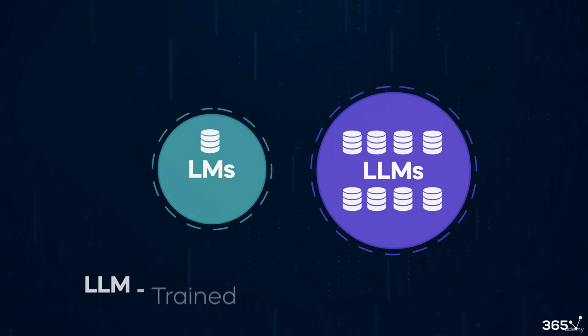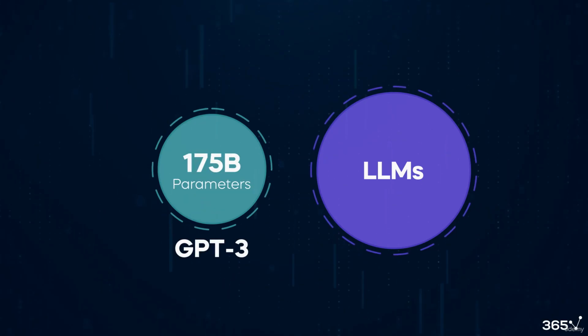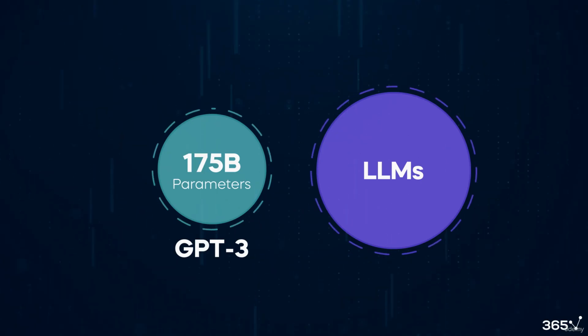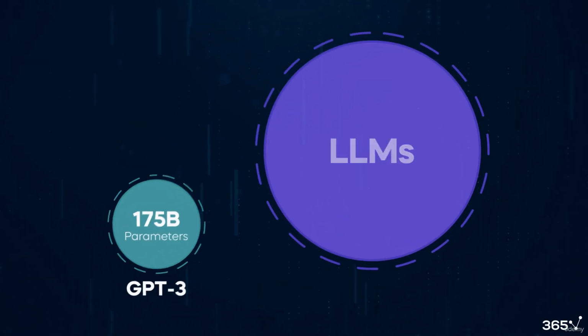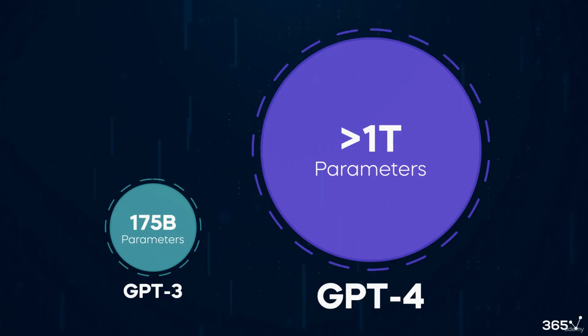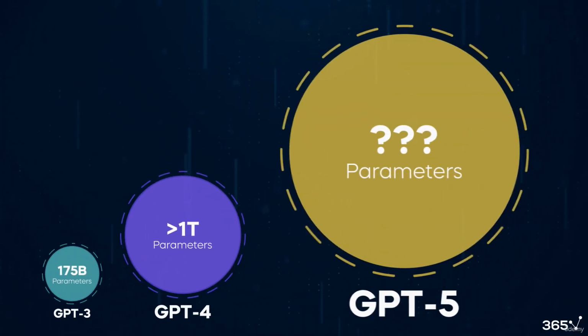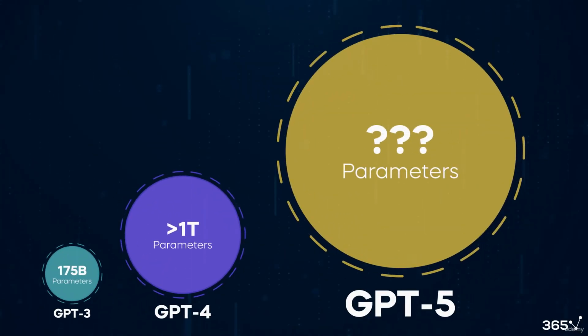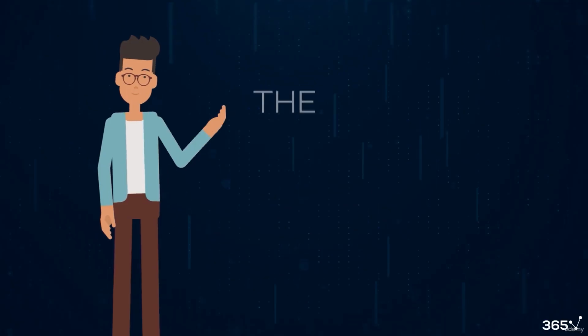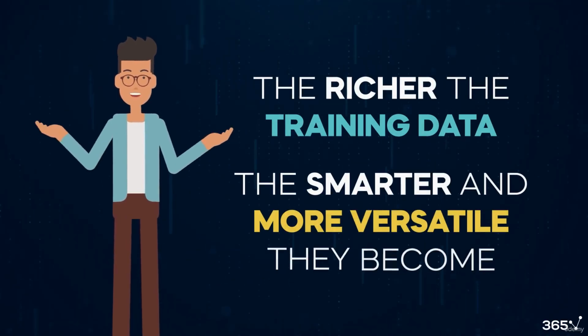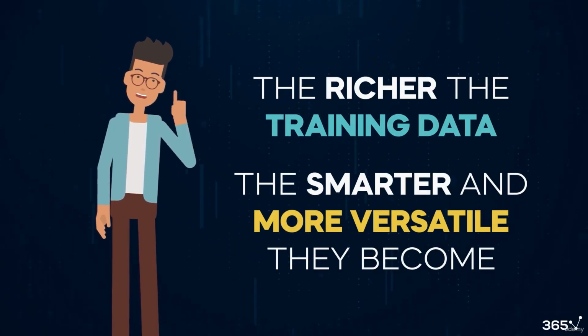For example, GPT-3 was trained on 175 billion parameters, GPT-4 over 1 trillion, and GPT-5 is likely to use even more. It's believed that the richer the training data for LLMs, the smarter and more versatile they become.